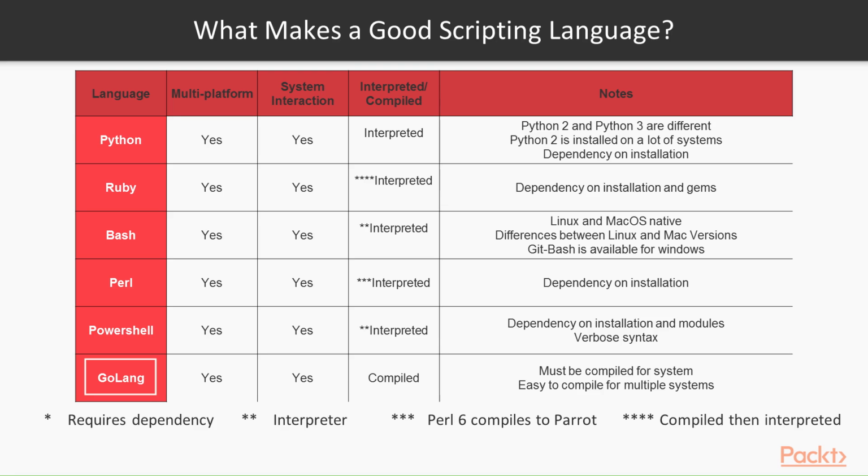Golang is a systems language and has a very good library for system interaction. This is the only language of the ones listed that can be run on a machine without the language being installed. The downside is that it is a compiled language.